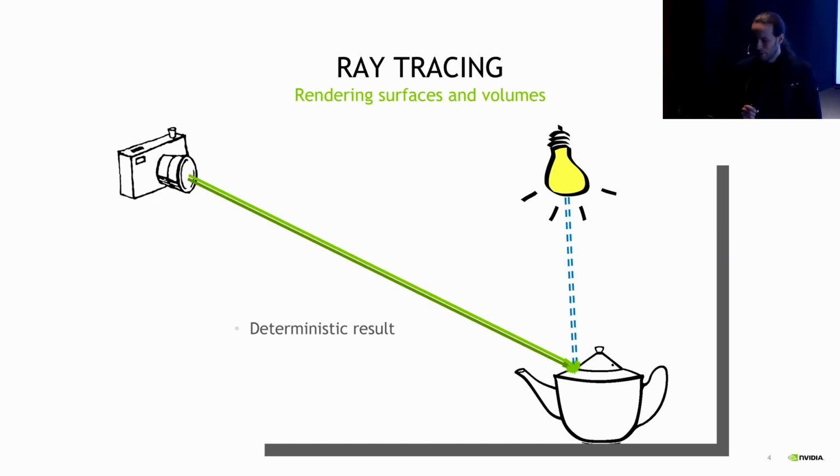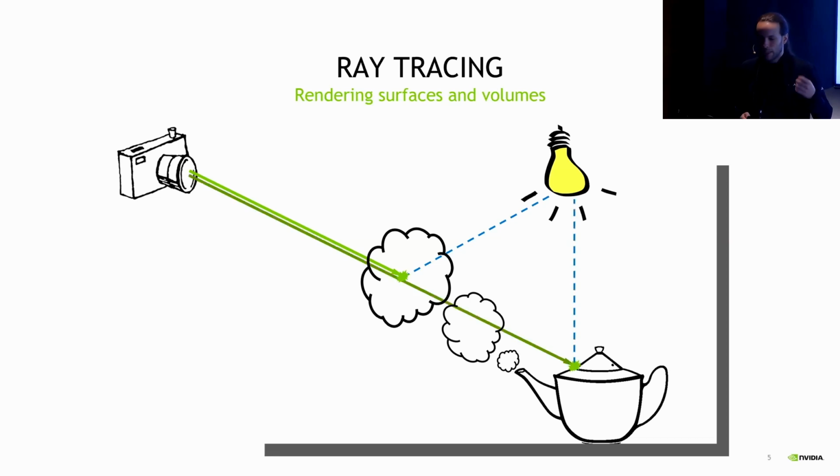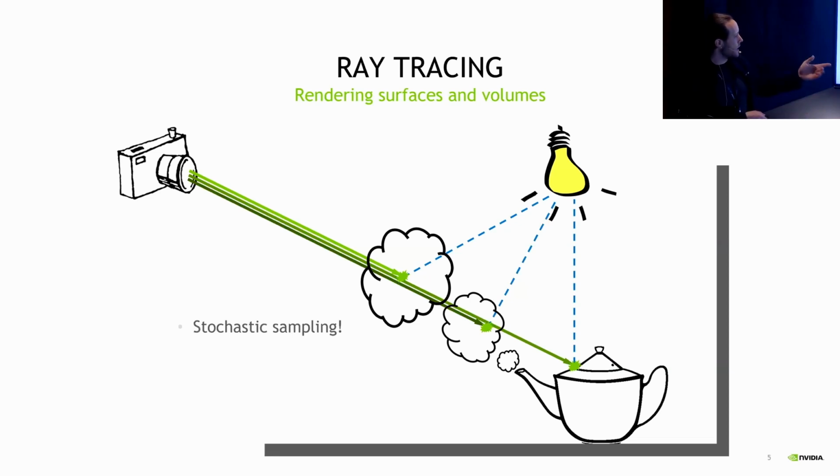But if we now add volumes to the mix, we shoot the ray into the scene, and now we may collide with the volume, and we compute light transport with the light source. But if you shoot the same ray again, we might actually miss the volume completely, right? So it's exactly the same ray, same pixel, same direction, but we get a different result. We do that again, we get another different result. This time we again hit the volume, but at a different point along the ray, right? So that's due to the sampling being stochastic.